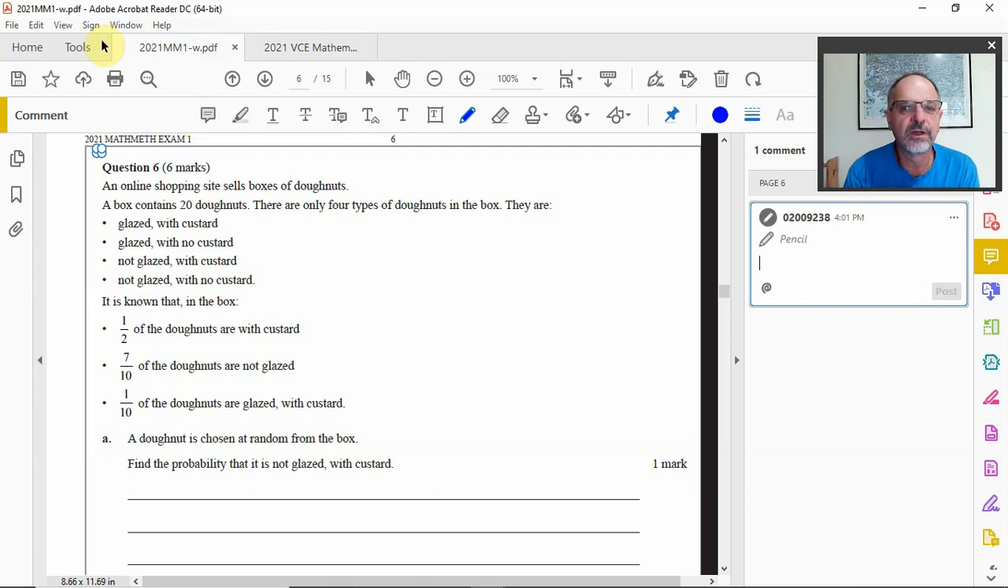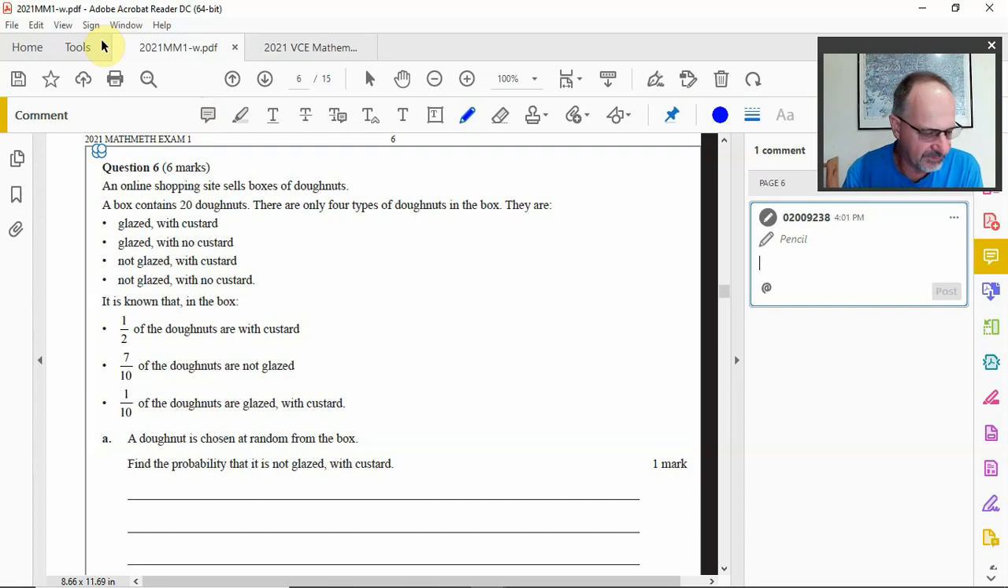Okay, so now on to question 6, probability question. All right, got to be careful with these. An online shopping site sells boxes of donuts. The box contains 20 donuts. There are 4 types of donuts in the box. So glazed with custard, glazed with no custard, not glazed with custard, and not glazed with no custard.